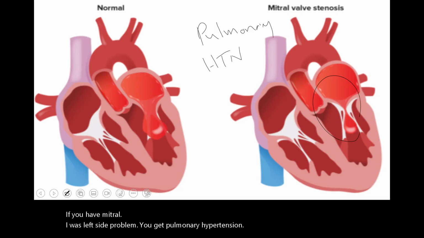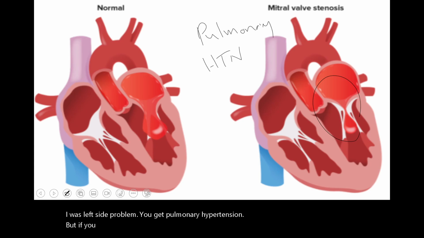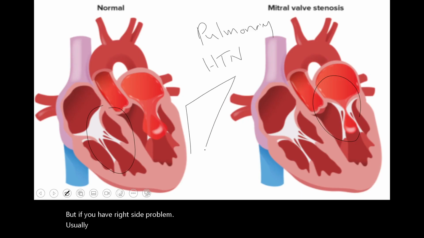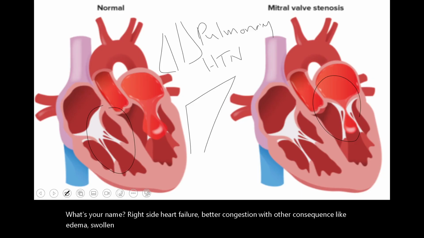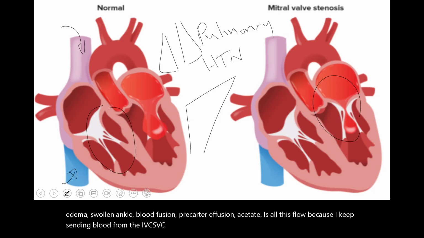But if you have right side problem, usually you get liver congestion, which means right side heart failure. Liver congestion with other consequences like edema, swollen ankle, pleural effusion, pericardial effusion, ascites, all this followed because I keep sending blood from the IVC, SVC, and still the garage is full.